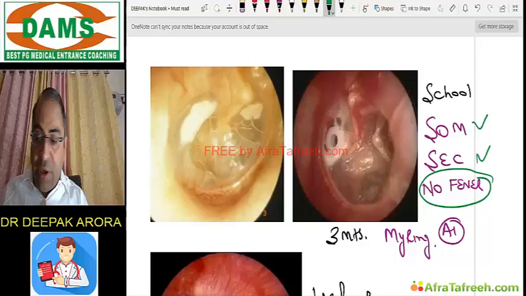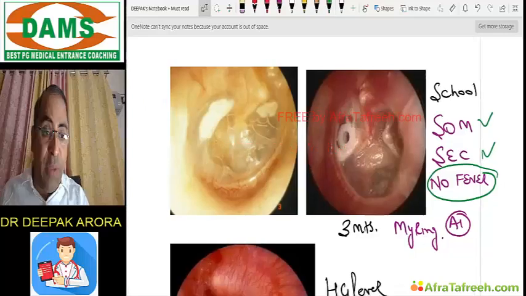Serous otitis media. What is the treatment? We will be going for myringotomy. In which quadrant? We will be going in anterior-inferior quadrant.